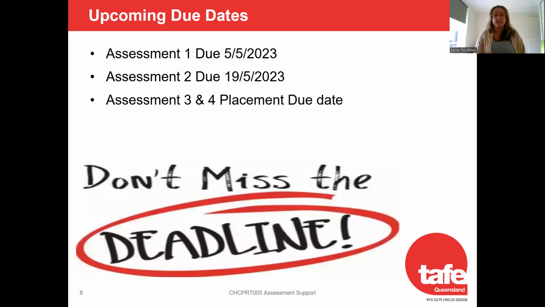Okay, so upcoming due dates. The one that's passed, assessment 1, was due on the 5th of May, 23. Assessment 2 is due on the 19th of May, 23. So that's 8 days. And then assessments 3 and 4 are your placement due dates, so they'll be individual. So don't miss the deadlines. Get your assignments in. It will help with the flow of your study and help with study stress. I think we've all been there, but if you get off to a good start, then you can keep going on your study schedule and get your assessments in.